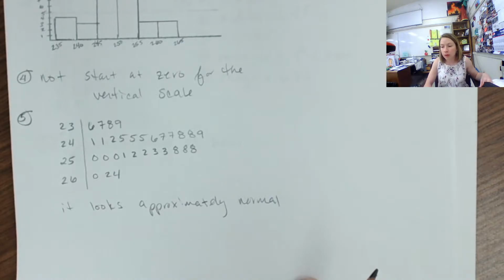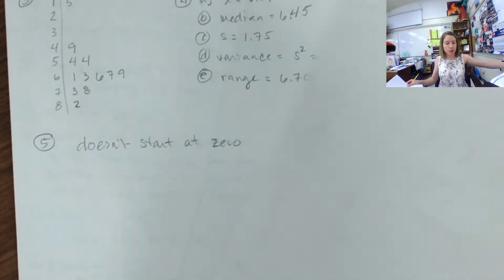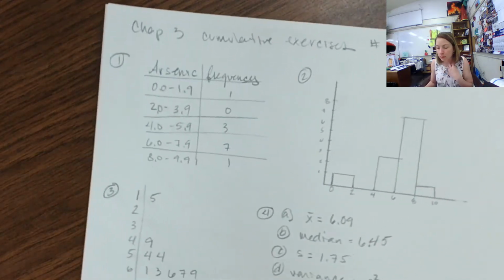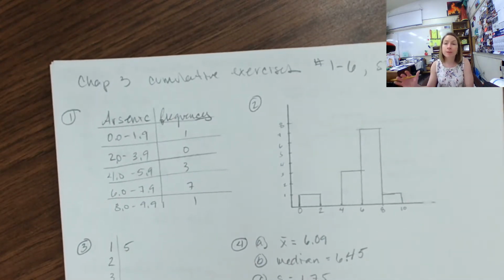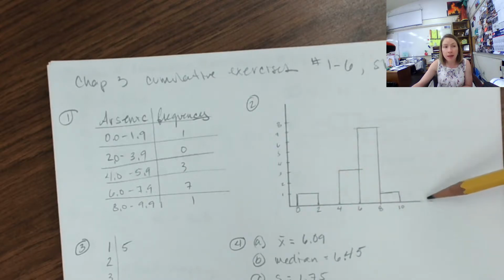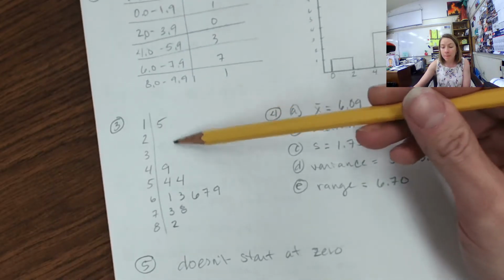Chapter 2, cumulative exercises. All right, let's look at number 3. Number 3, I'm not going to go into a lot of detail with these first ones because they are exactly the same, except for they don't want us to look at class widths or anything like that. They just want us to look at those frequencies and then make a histogram for it, make a stem plot.